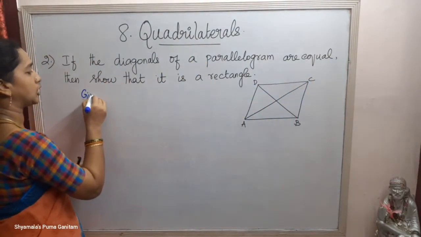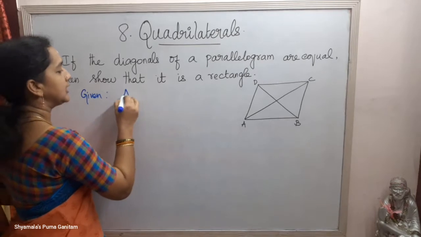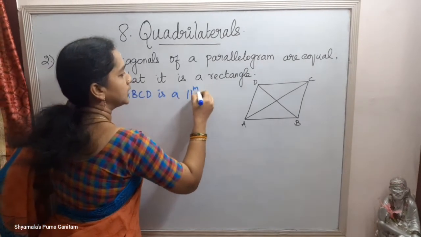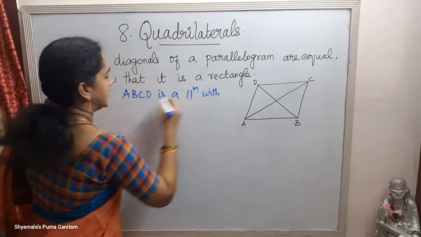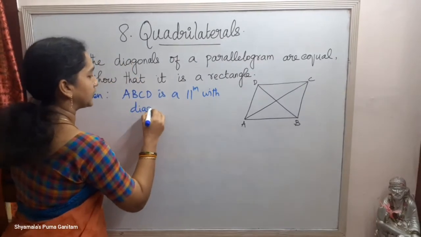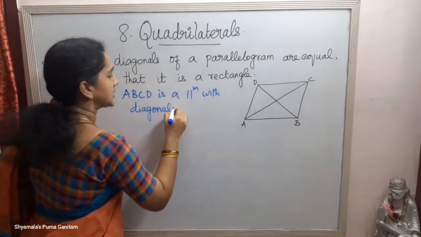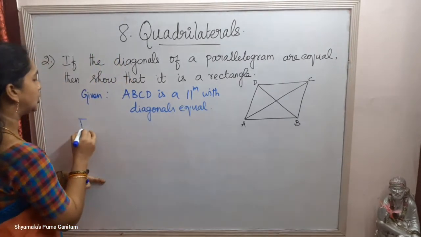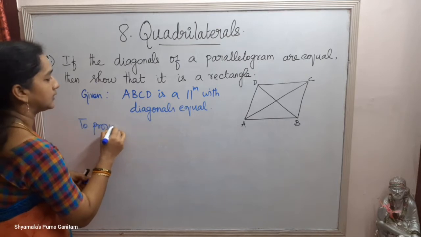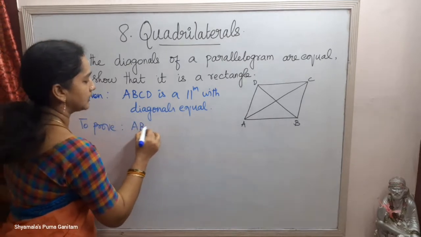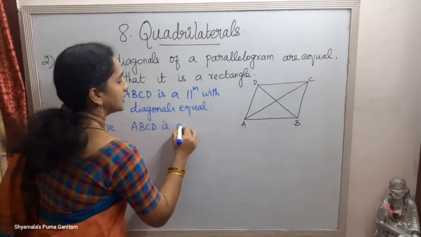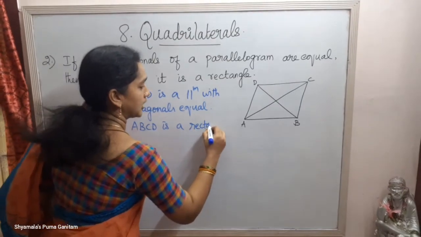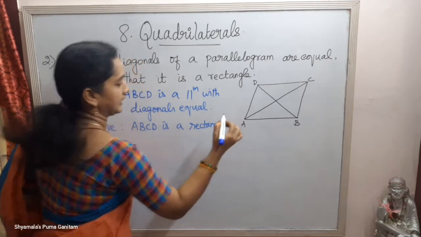Before that we will write what is given. Given ABCD is a parallelogram with diagonals equal. Then to prove, ABCD is a rectangle. We are asked to prove that ABCD is a rectangle.